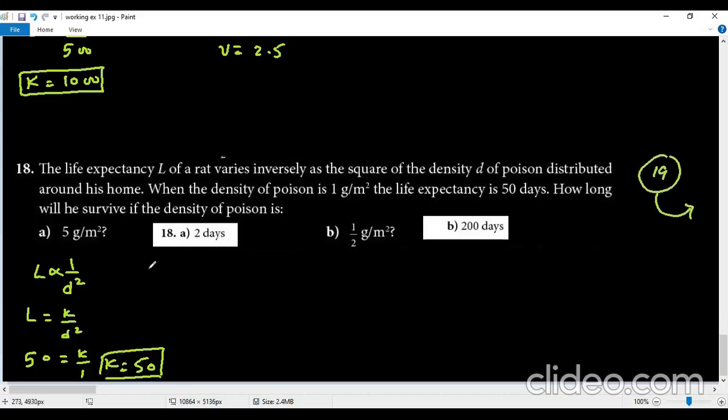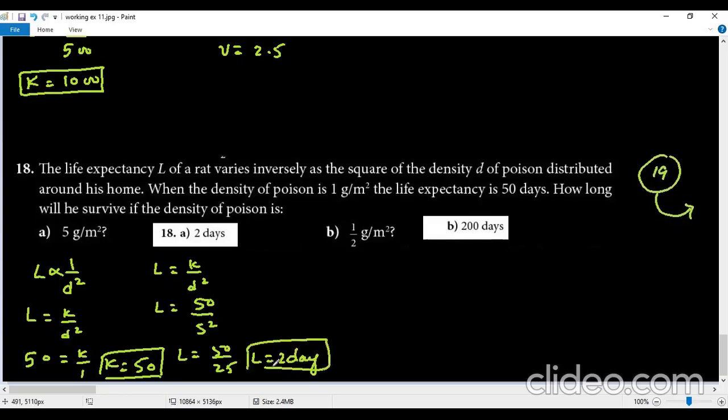Now the formula says L equals K over D square. And the first part they're asking how long will it survive. That means they want to find out L. K is 50. The density of poison is 5 grams. 5 grams means 5 square. That means L equals 50 divided by 25, which is going to give you 2 days.